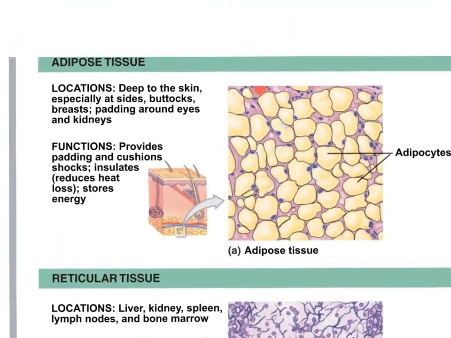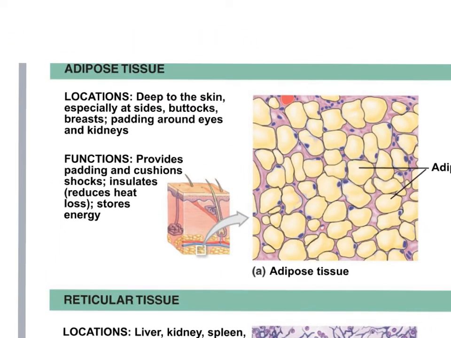So here we see this picture here. This is adipose tissue. Adipose tissue has these big yellow fat cells, which are called adipocytes. Okay, all of these things here are adipocytes, right? And they're very distinct looking cells. They're very specialized cells. They store triglycerides. They store energy for your cells.